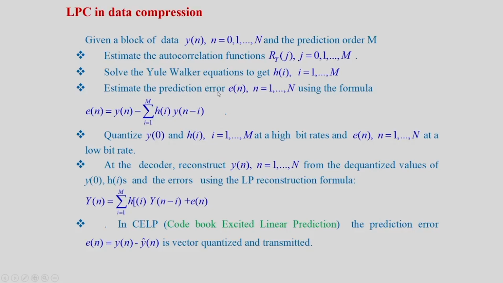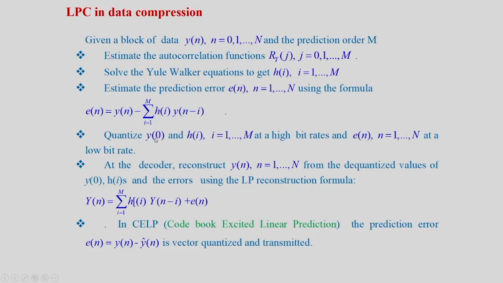Estimate the prediction error for n equal to 1 up to N using the formula e[n] is equal to y[n] minus summation h_i into y[n minus i], i going from 1 to m. Once we have the h_i's, we can find out the predictor error signal. Now, because it is a linear prediction, one sample must be there from where we can predict. So, therefore, y[0] will be as it is.